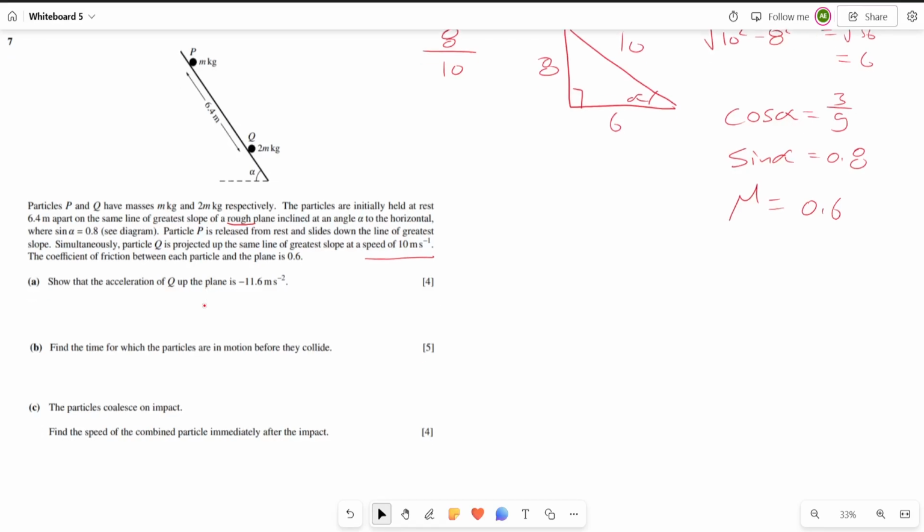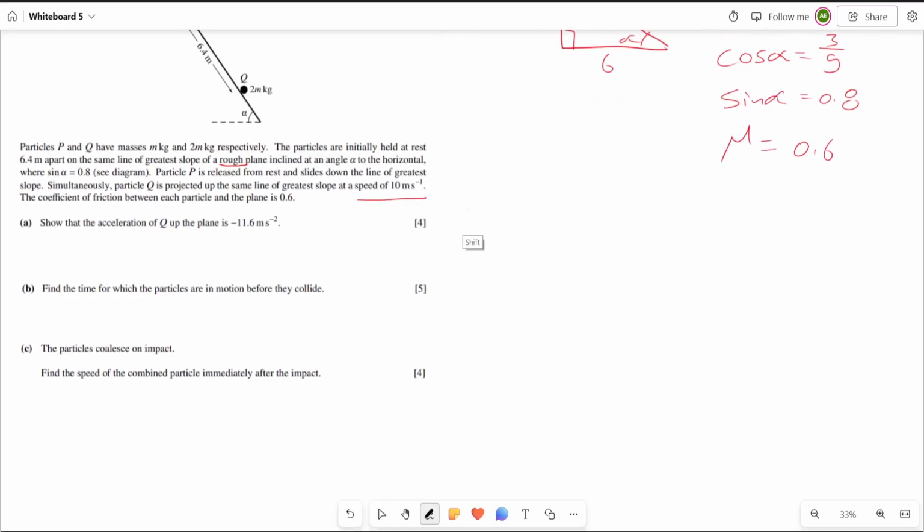So first of all, let me start by drawing what's happening. Okay, let's say this is the thing. I know it's steeper than this, but I want to draw it in this way to make things more and more visible. So let's say this is our slope, this is alpha, they are 6.4 meters apart. This is Q, and this over here is P. So let's start by resolving the forces for Q.